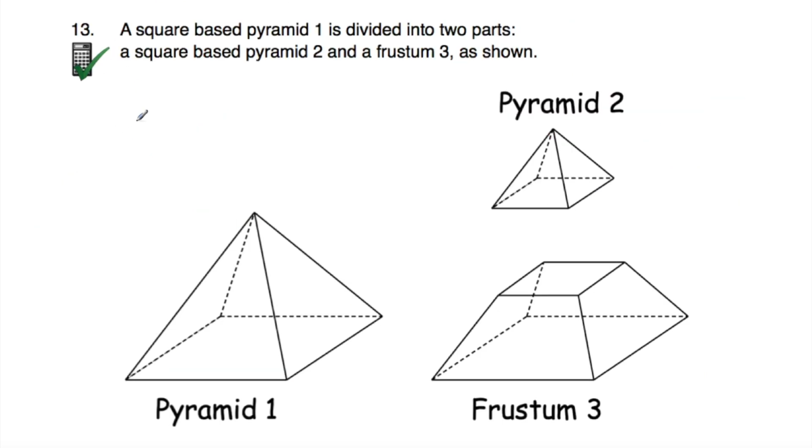Okay, let's have a look at our next question, question number 13. Question 13 says the square base pyramid 1 is divided into 2 parts, a square base pyramid 2 and frustum 3, as shown below. So this pyramid is split up into that pyramid, a smaller pyramid, and this frustum. So really what's happened is the top's been chopped off.